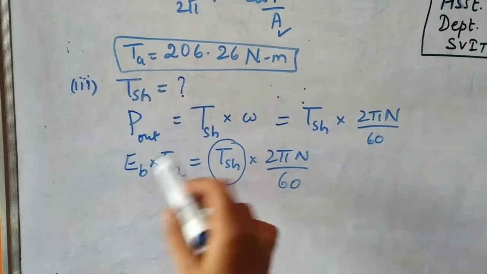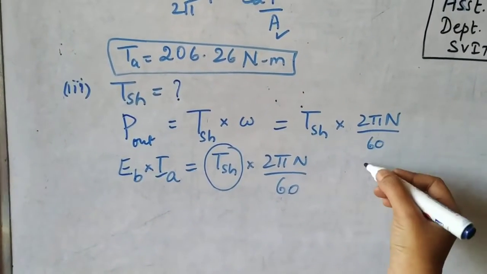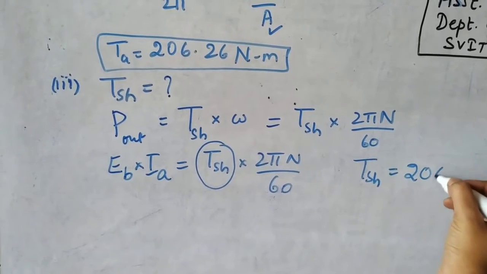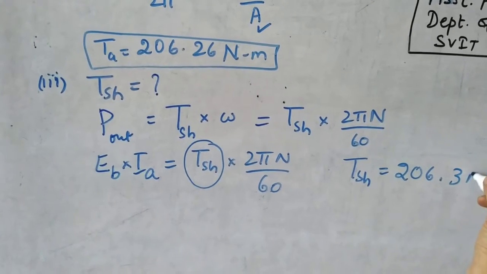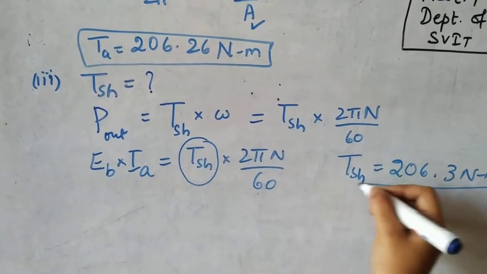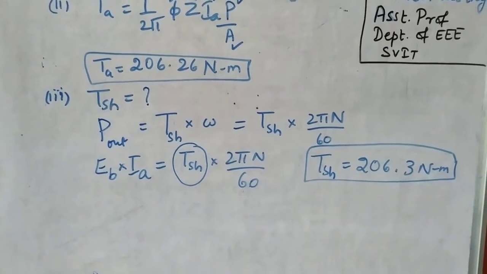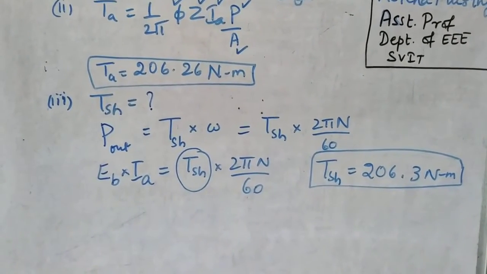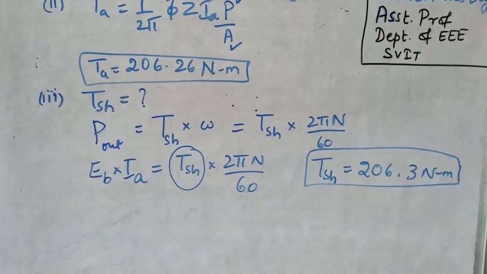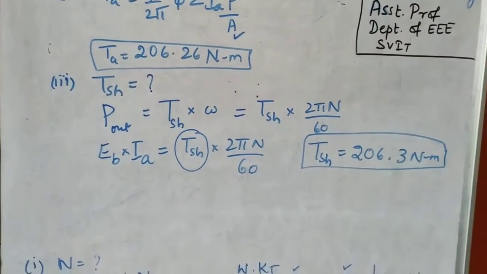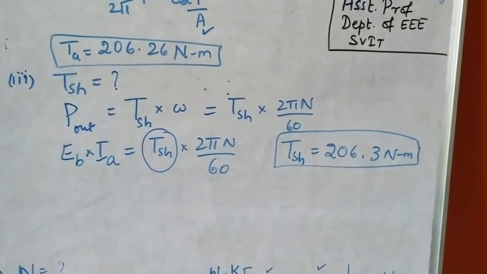Please substitute all these values and check that you will get shaft torque as 206.3 Newton meter. Almost it is the same, but some loss will be there. The remaining value will be the lost torque. Okay, fine. Now coming to the efficiency.